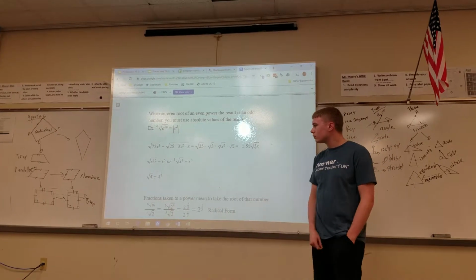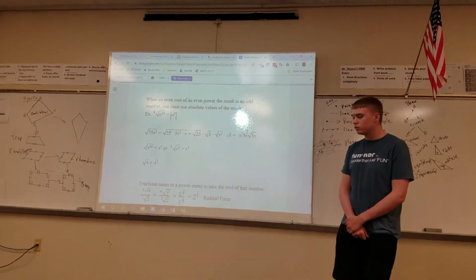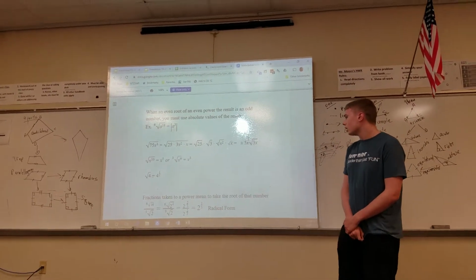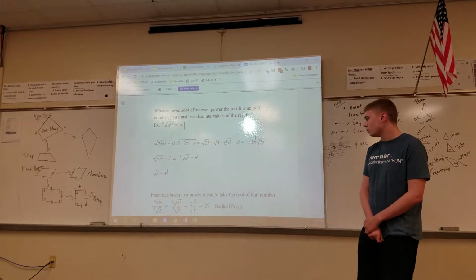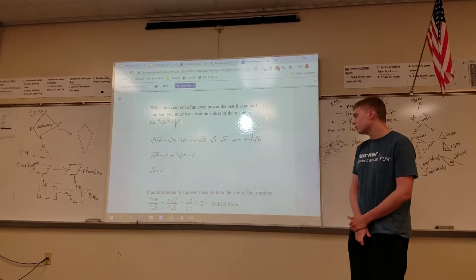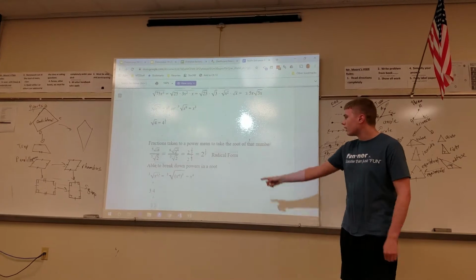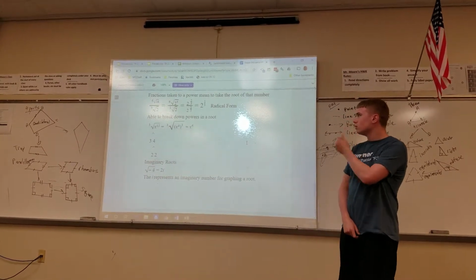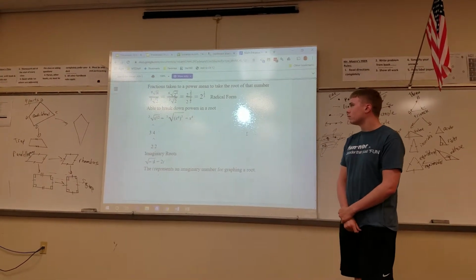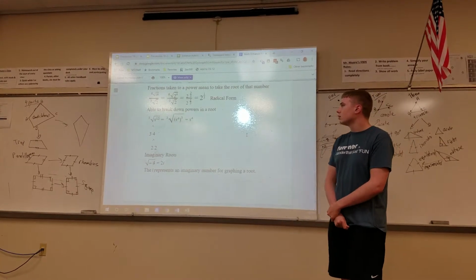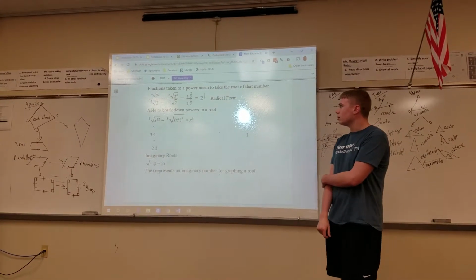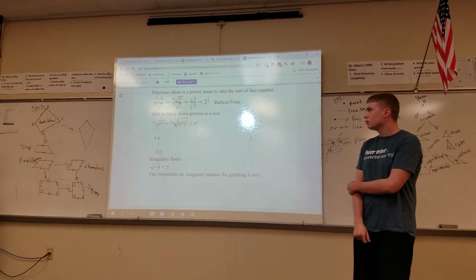Square roots can also be used as a root to a fraction, and fractions taken to a power mean to take the square root of that here. And that's how you do a radical form of the square root by dividing. You're able to break down powers in a root.